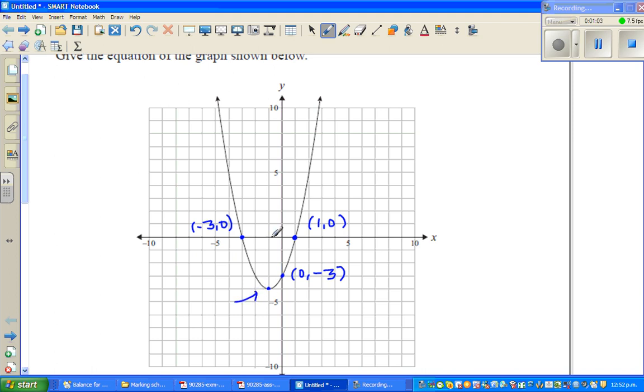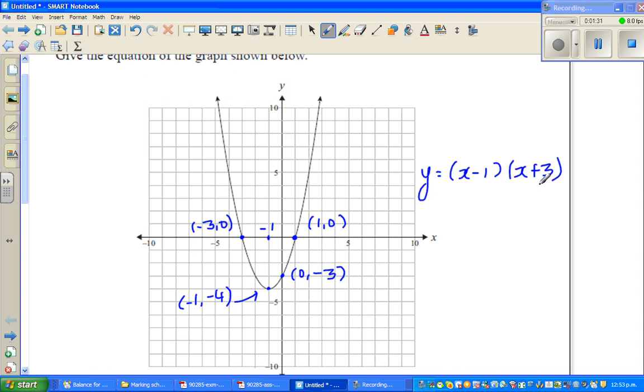So the vertex is negative 1, negative 4. By just looking at the x-intercepts, I can say the equation seems to be y equals x minus 1 times x plus 3.